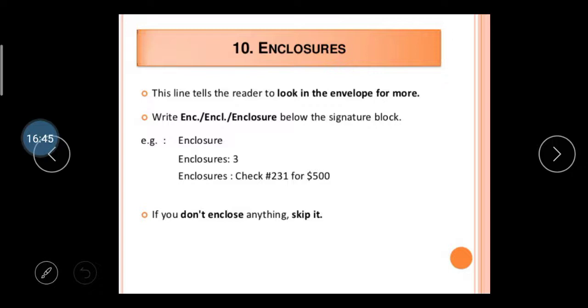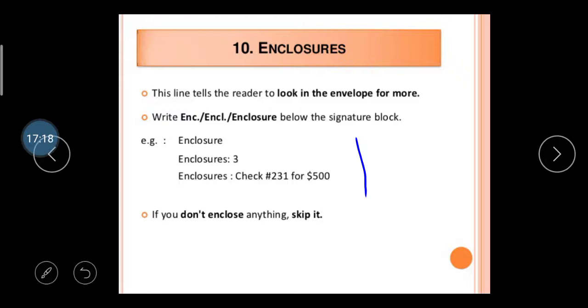So write ENCL, or maybe you can write enclosure below the signature block. Here is an example given to you: enclosure 3, and then enclosure of a check of $500. So you can easily find the overall enclosures from the receiver's side. Then if you don't enclose anything, skip it. If you cannot enclose anything, then you do not write the enclosure.